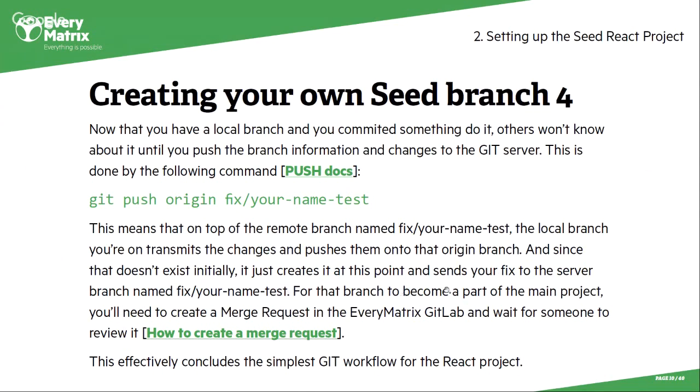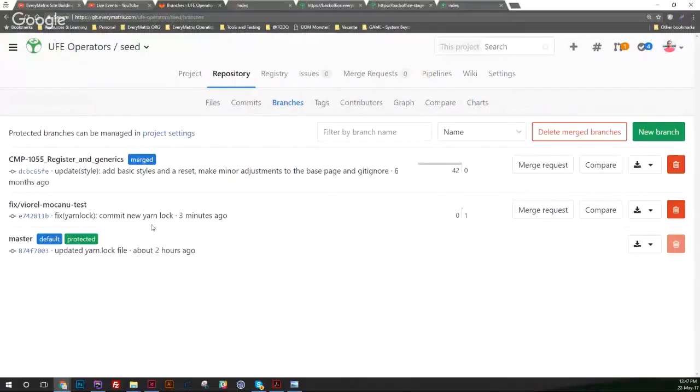For that branch to become a part of the main project, you'll need to create a merge request in the EveryMatrix GitLab and wait for someone to review it. There's a documentation here for how to create a merge request. You'll be able to access that once you have the PDF. But basically, going back here, we have this branch. We have created a new branch, right?